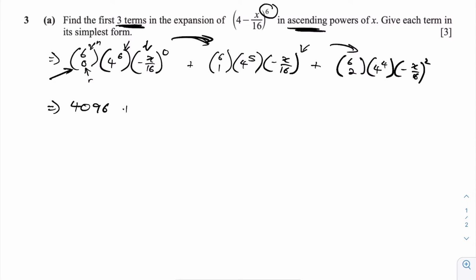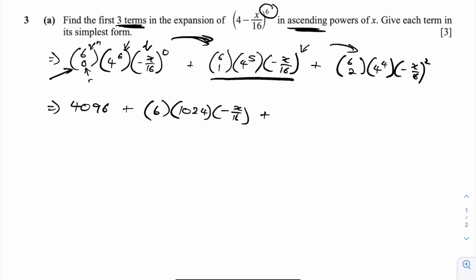Then we add to it. Now let's evaluate each of these units separately, because they do not come out to just 1. So 6 choose 1, we can put that in our calculator, that just gives us 6. Let's leave them in brackets for now so we can collect all the terms. Then 4 to the power of 5, that's 1,024. And then we're also multiplying it by negative x over 16. We'll leave this as it is until the next line. Let's just go on to the next term.